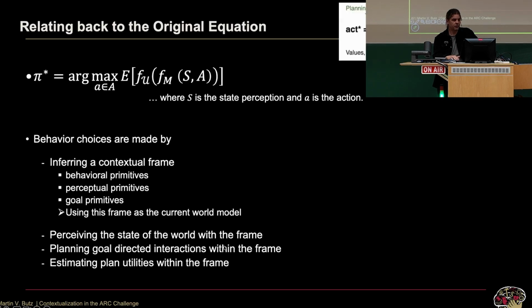So relating this back to the original equation, we have behavior choices essentially made by inferring a contextual frame which defines behavioral primitives, perceptual primitives, goal primitives, and using this frame as the current world model. So also outcome primitives, I should have put maybe. And then perceiving the state of the world within the frame, planning goal-directed interactions within the frame, and estimating plan utilities within the frame by trying to minimize the cost-benefit equation that I have shown before.